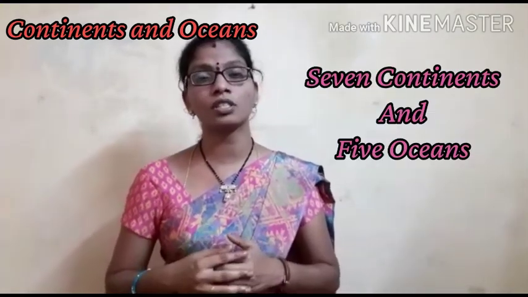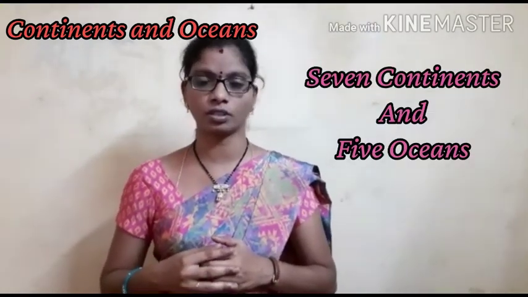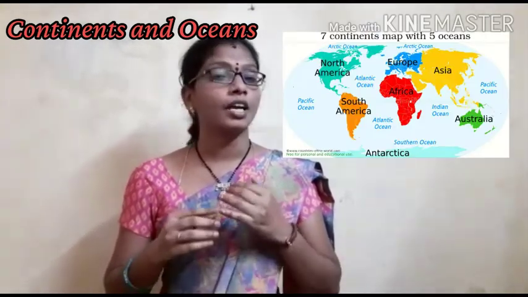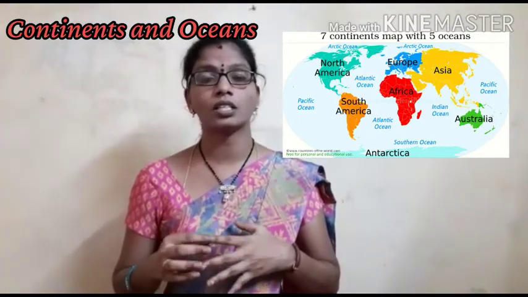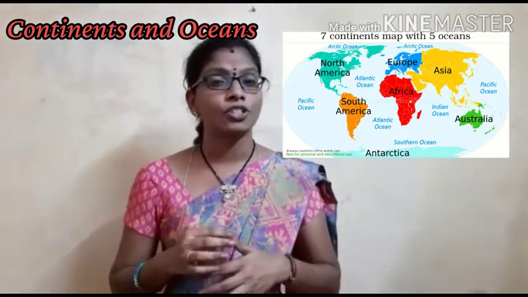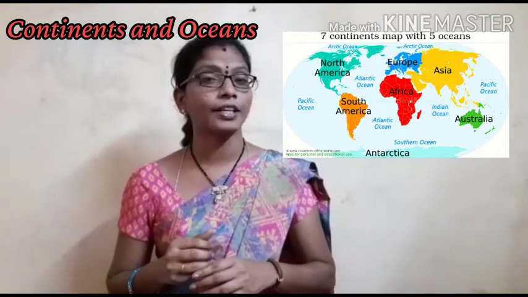Yes. So for the continents, the green color is used on the globe, and for the oceans, the blue color is used. And there are 7 continents and 5 oceans on the earth. What are those, children? Asia, Africa, North America, South America, Antarctica, Europe and Australia.